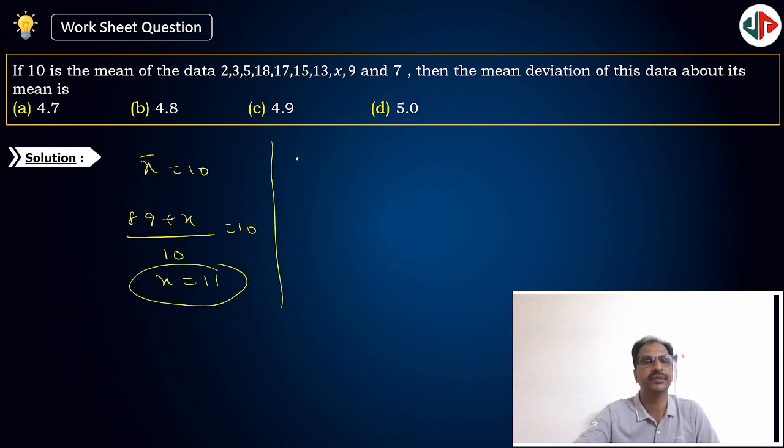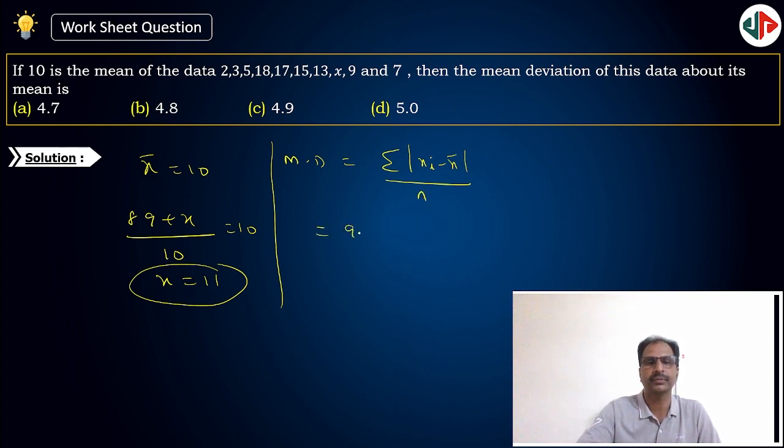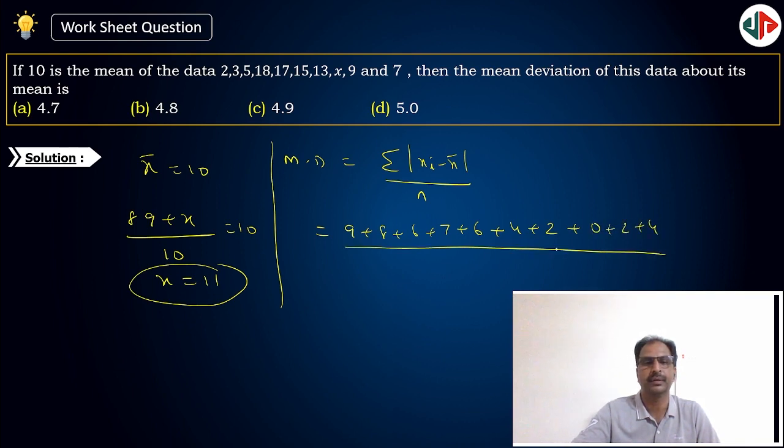Now the question is mean deviation about mean. Sigma mod of xi minus x bar by n. 11 minus 2, 11 minus 3, 11 minus 5, 11 minus 18, 11 minus 17, 11 minus 15, 11 minus 13, 11 minus 11, 11 minus 9, 11 minus 7, by number of observations 10. 48 by 10, 4.8. Option B.